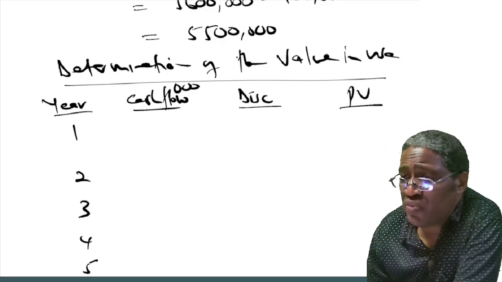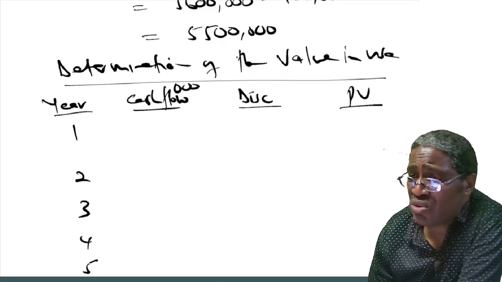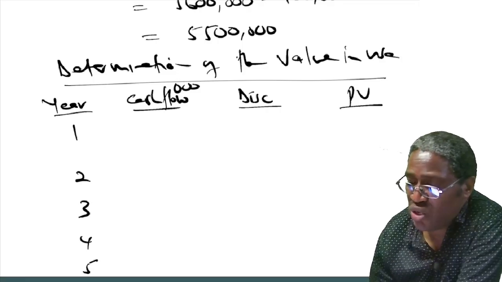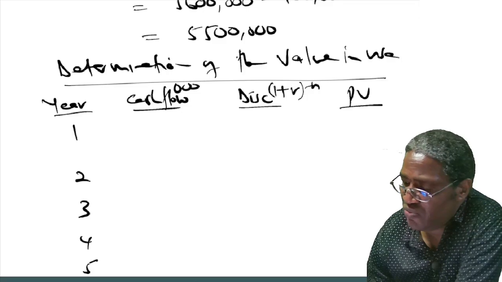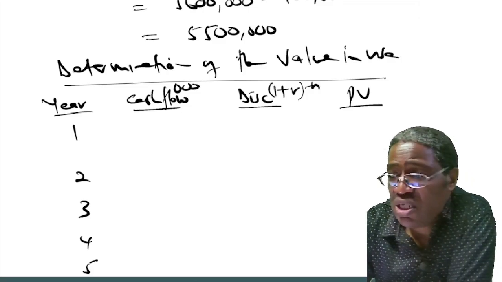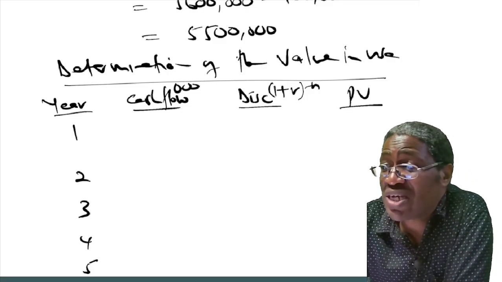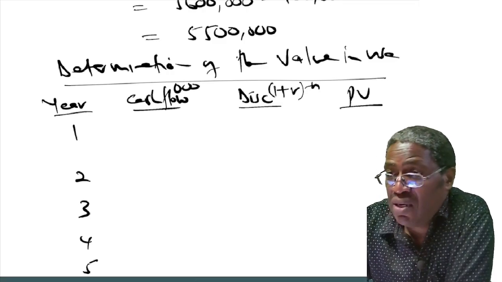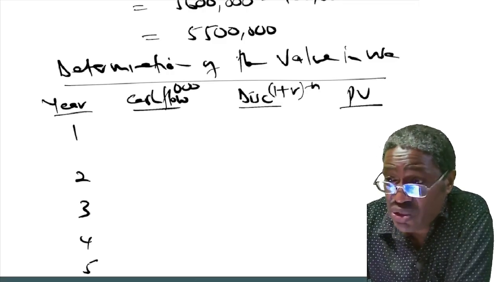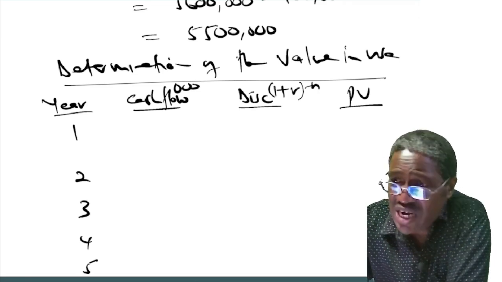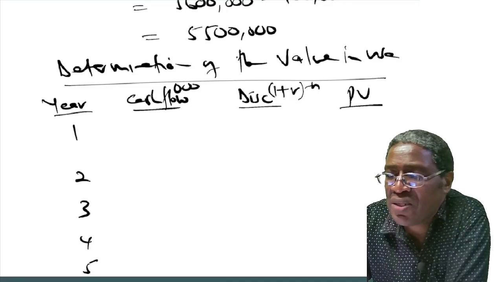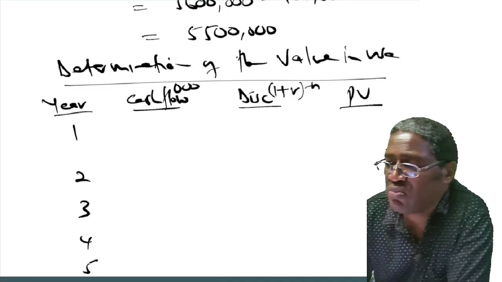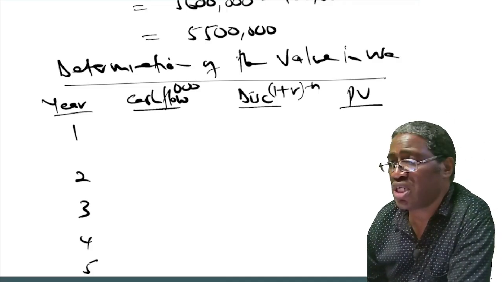I told you if the examiner does not give you the discounting factors, you can determine them using the formula 1 plus r to the power of negative n. Our r is 15% for this question. Luckily, we were given the discounting factors. So let's copy the cash flows. Let me go back to the question and pick the cash flows.